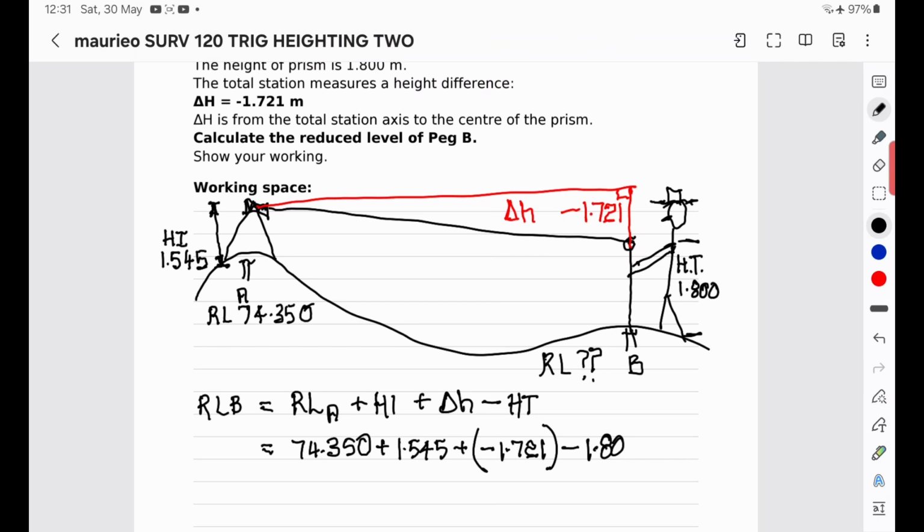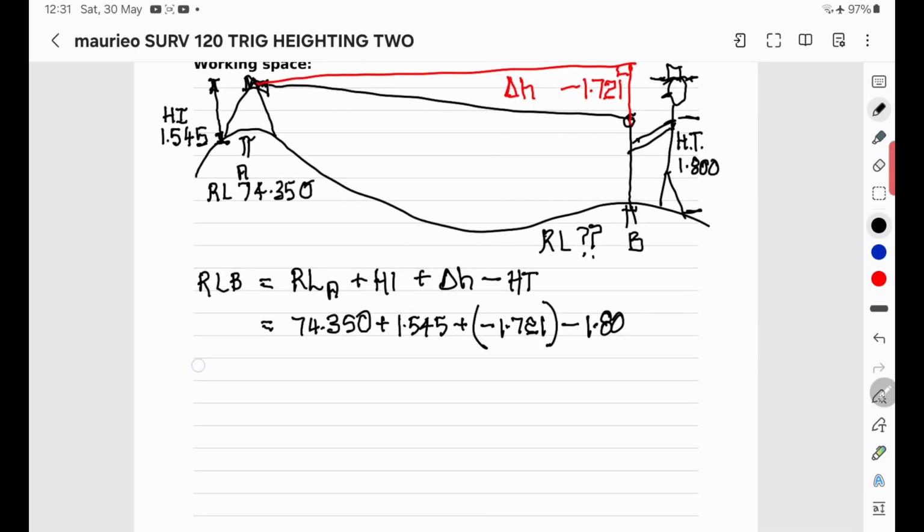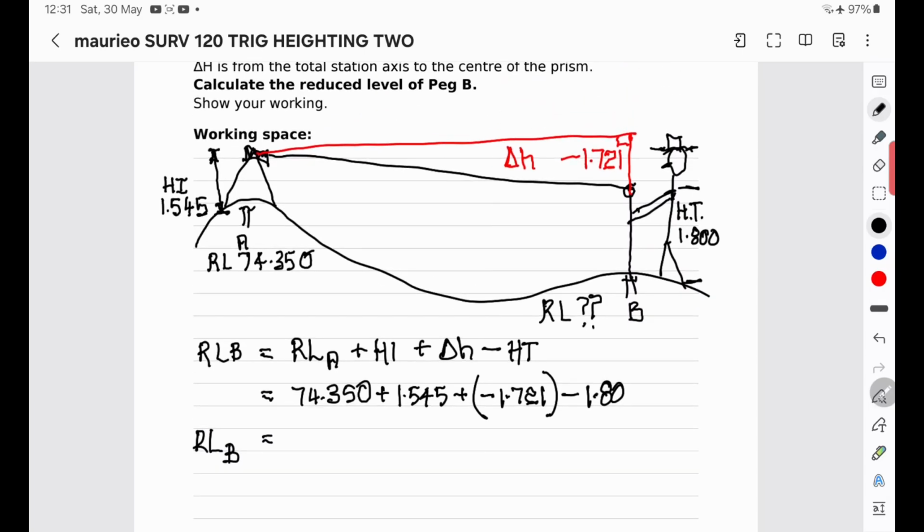All right, and we get that the RL of B, when we work that out, RL B equals 72.374. And that is our final answer.